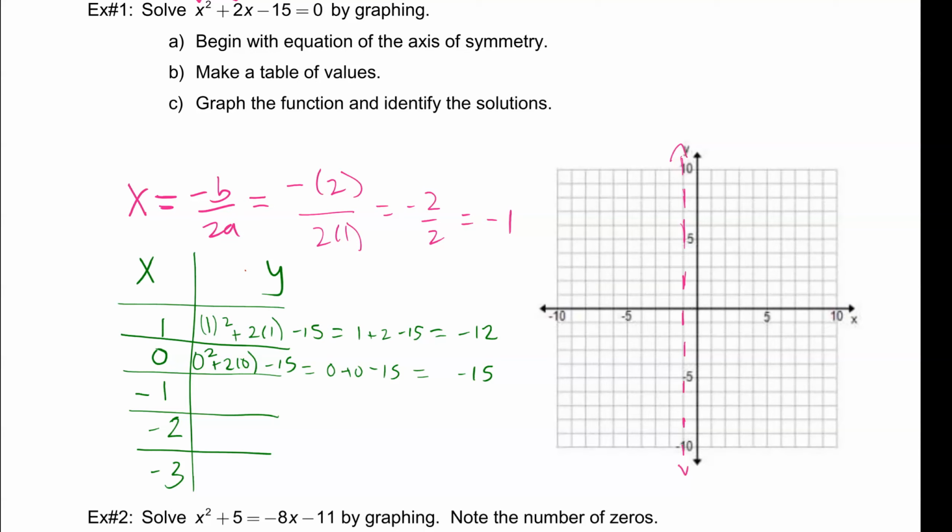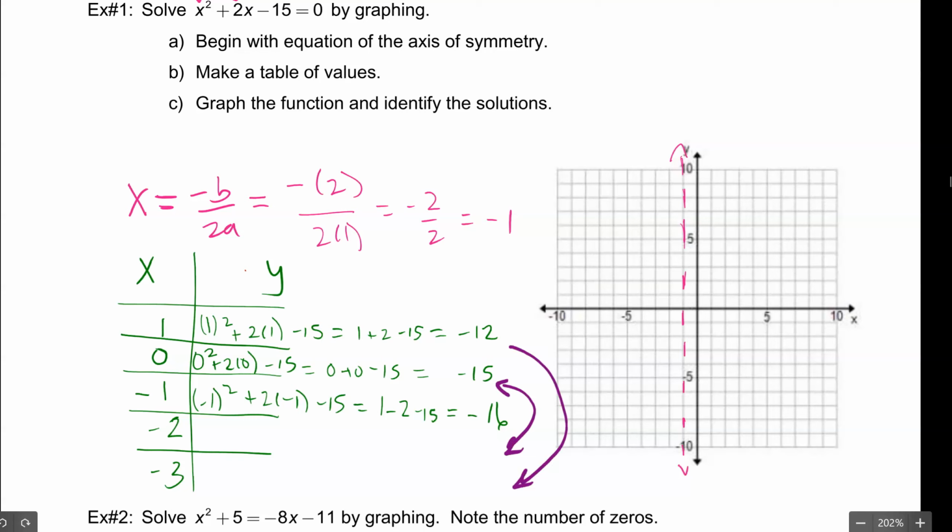Do we have questions? Are we calculating it? So I put in -1: -1 squared plus 2 times -1 minus 15. 1 minus 2 minus 15. So it's -16. And then what's the y value for when x equals -2? Whenever you're around the vertex, if you're one number above the vertex, it'll be the same y value as one number below. If you're 2 numbers above the vertex, you'll have the same y value as the x that's 2 below the vertex.